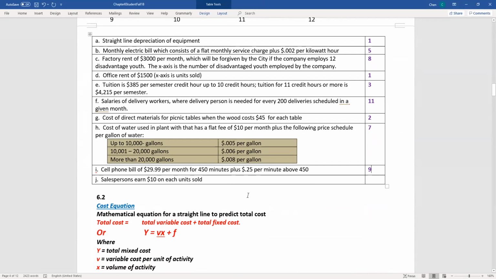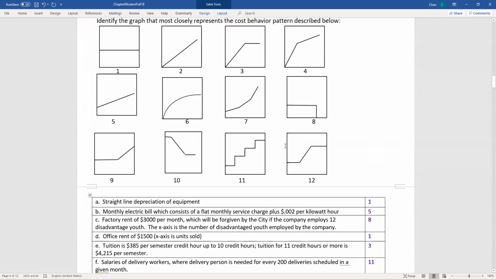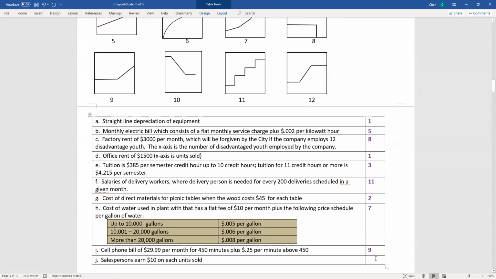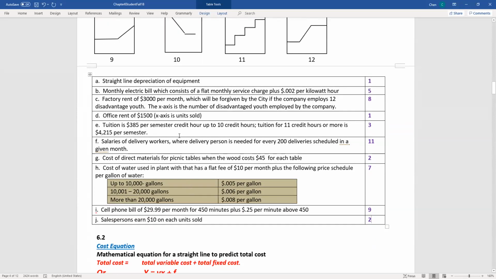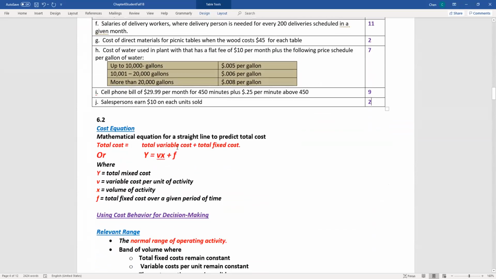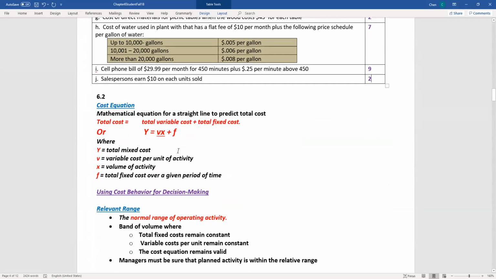Last one, salesperson earns $10 on each unit sold. This should be 2. Okay, it's a variable cost. If you sell 0 units, you get 0 commission, right? Okay. All right, cost equation.